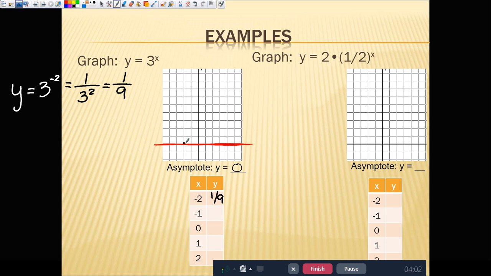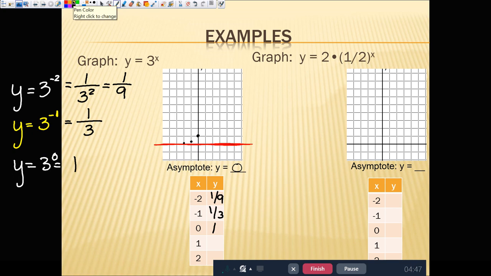Now we're going to substitute -1 in for x. So I'm going to have y equals 3 to the -1st power. That's going to be 1/3, which is going to be slightly more above, because it's like 0.3 repeating. Now we're going to substitute 0 in for x. So that's y equals 3 to the 0 power, and anything to the 0 power is 1. So at 0, we're at 1.